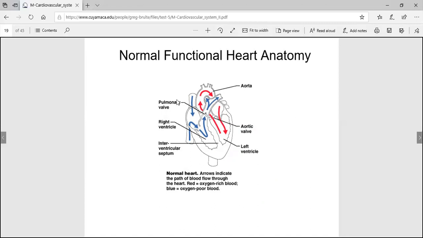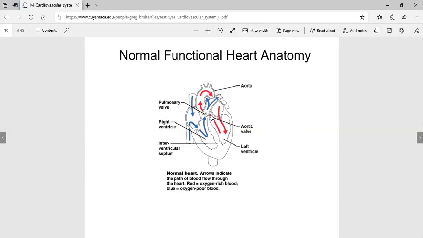The oxygenated blood comes from both lungs, right? And then you go into your left atrium. So you see the way this left side of the heart is oxygenated and the right side of the heart is deoxygenated. So here's all this nice oxygenated blood making its way past the mitral valve, or the bicuspid valve, or the left AV, whichever one you want to call it, goes into the left ventricle, out the aortic valve and into the aorta.